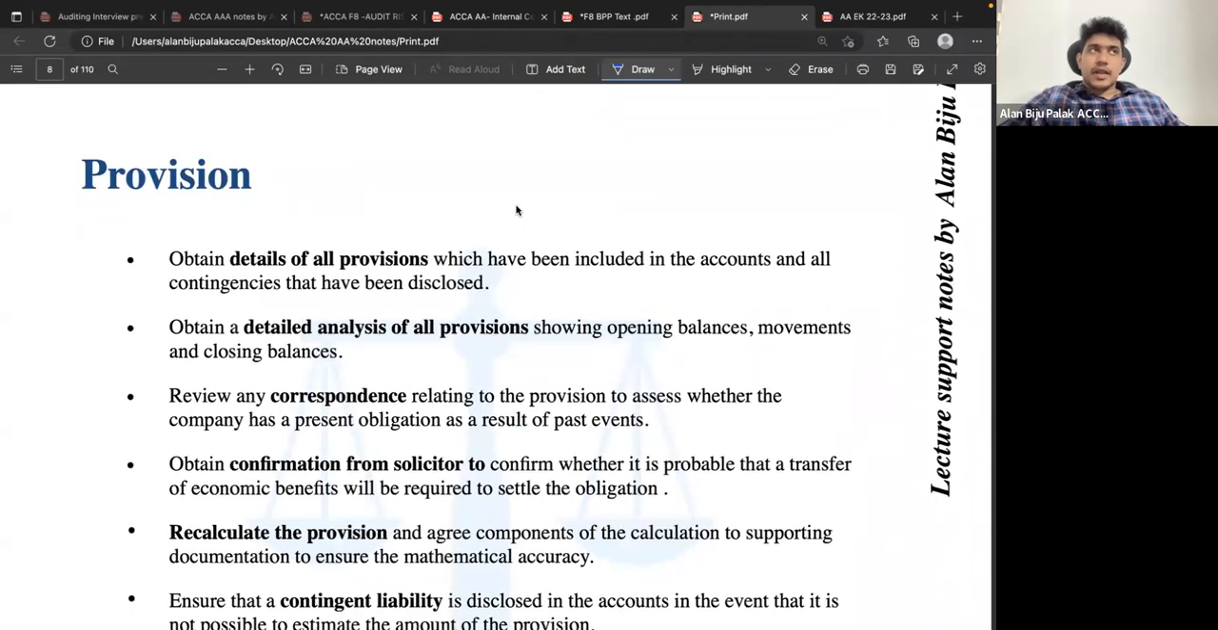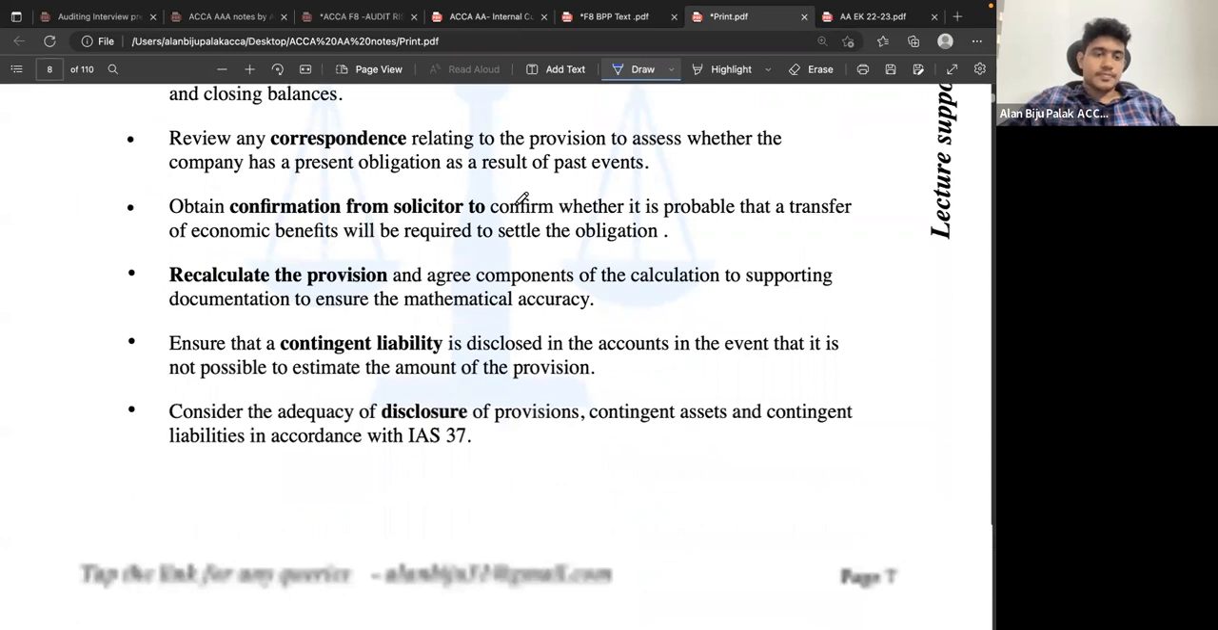Then provision. Whenever it is mentioned in the scenario that there is any sort of legal claim against the company, or the company is having some sort of cash outflow on the basis of a present obligation as a result of a past event, or there is something mentioned in relation to the violation of any other law and regulation, then in all these cases, we can consider writing substantive procedures in relation to provision.